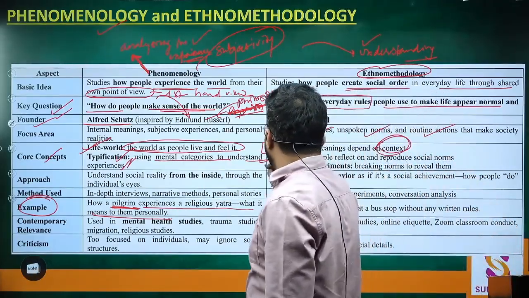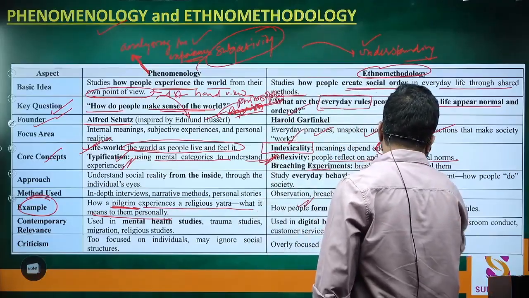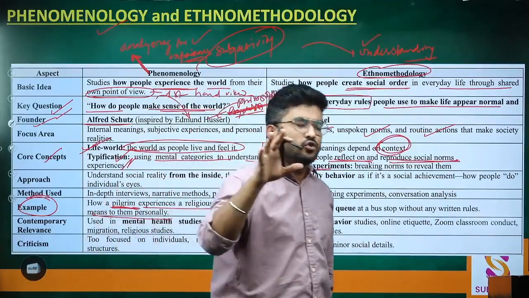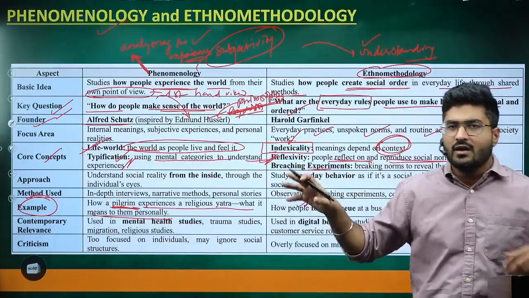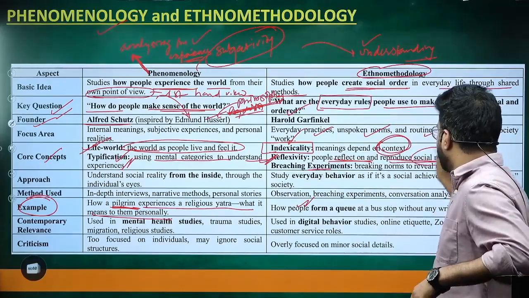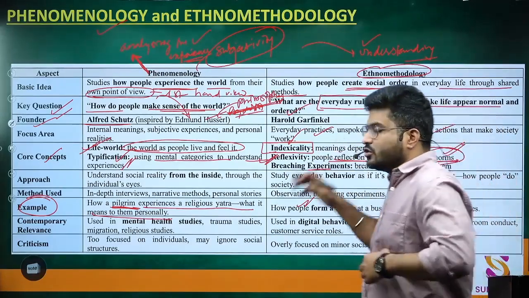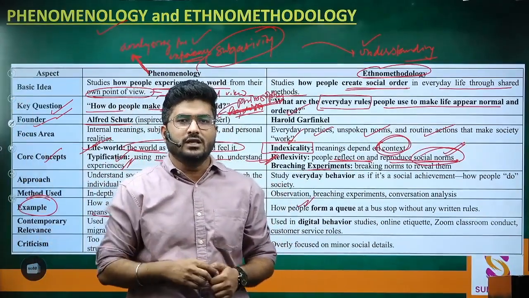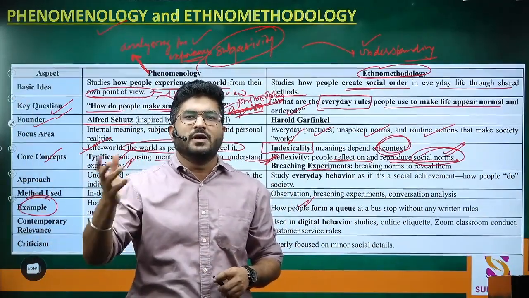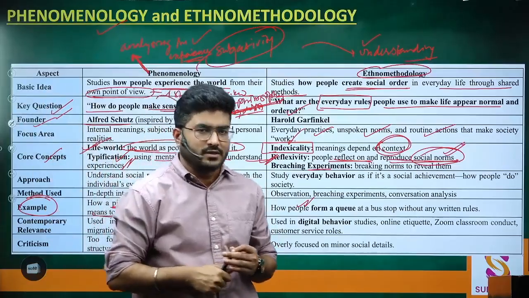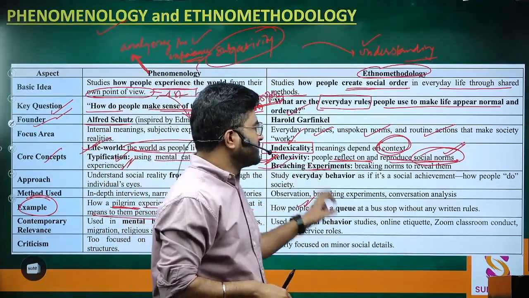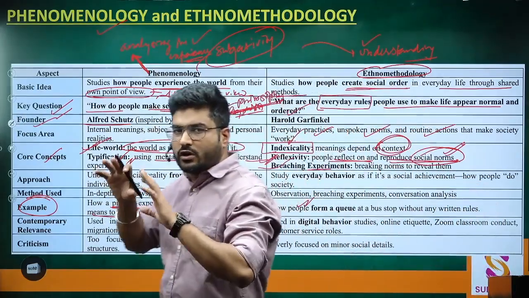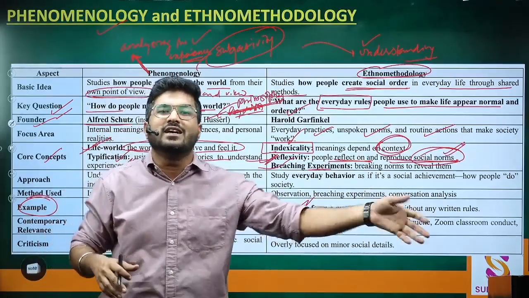Then reflexivity, that people reflect and reproduce social norms. So your social action will behave in such a manner that it will be conforming to the social norms of that particular surrounding. You will reflect your behavior in a social surrounding. Your reflexivity will be based on whatever the norms of that social surrounding are. Then next is breaching experiments, where you try to find out whether this social order is strong or not, and you tend to breach that social order.